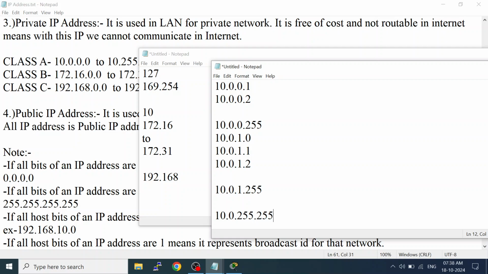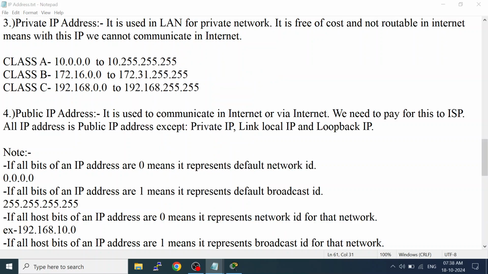That is why there are 1,67,77,216 IP addresses from this to this. And if you have any confusion, you can write in a notebook and count it also. Okay.